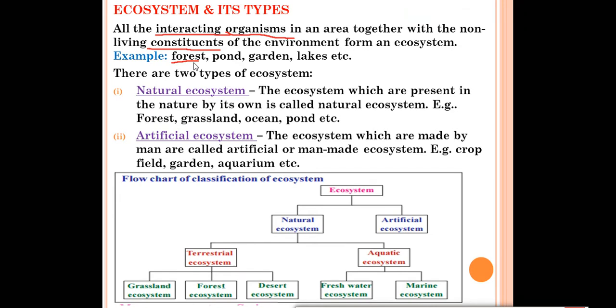They all will interact with each other, with the soil, air, water, temperature in that area. So forest is an ecosystem. In ponds also, aquatic plants, aquatic animals, water is present. Okay, so they will interact among themselves, so that is also an ecosystem. Garden is also an ecosystem.